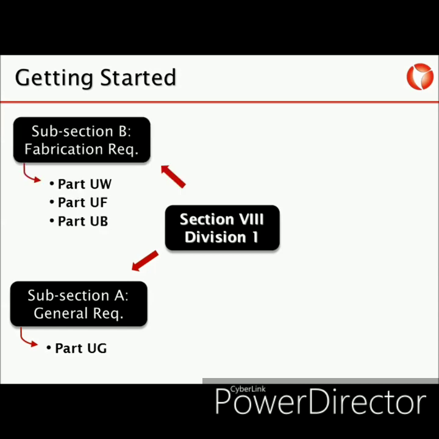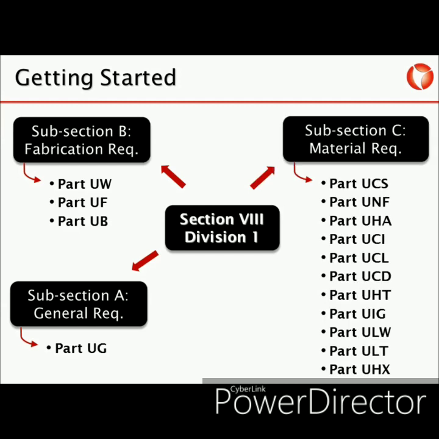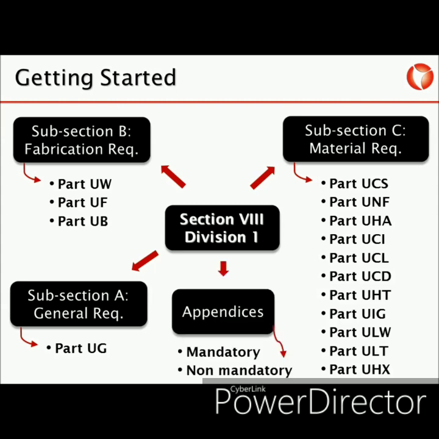Then we have subsection B, Fabrication Requirements. In this case, the most used part within this section is Part UW, Requirements for pressure vessels manufactured by welding. Then there is subsection C, Material Requirements, where the most used part within this section is Part UCS, Requirements for pressure vessels constructed out of carbon steel and low alloy steel. And finally, we have the appendices, mandatory and non-mandatory.